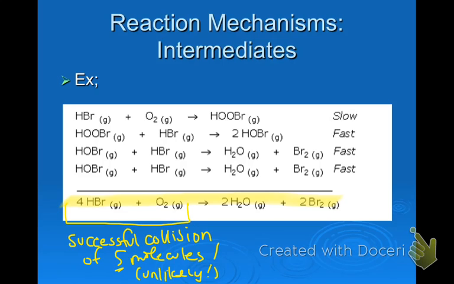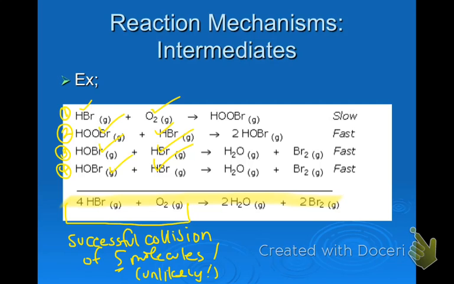So instead of having to have those 4 HBr's and an O2 all collide perfectly, this reaction takes place in a series of 4 elementary steps. So they're called elementary steps. Here you've got 1, 2, 3, and 4. And so these elementary steps, if you'll notice, they each have just 2 molecules that have to collide. Just 2 in each case.